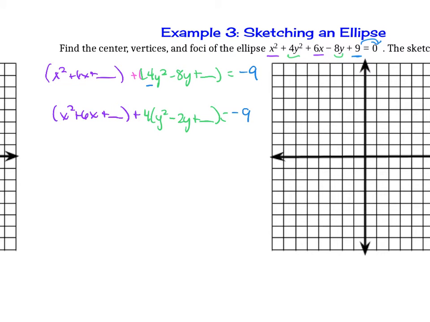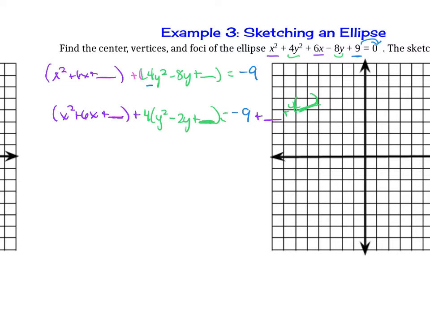Now we need to remember whatever we do on the left side, we have to do on the right side. So we're going to add whatever the perfect number here is for the x's. We have to do the same thing with the y's. Now with the y's, you need to remember that we are multiplying by 4, so you're going to add 4 times whatever perfect number we find in here. Okay, so just remembering that on completing the square.